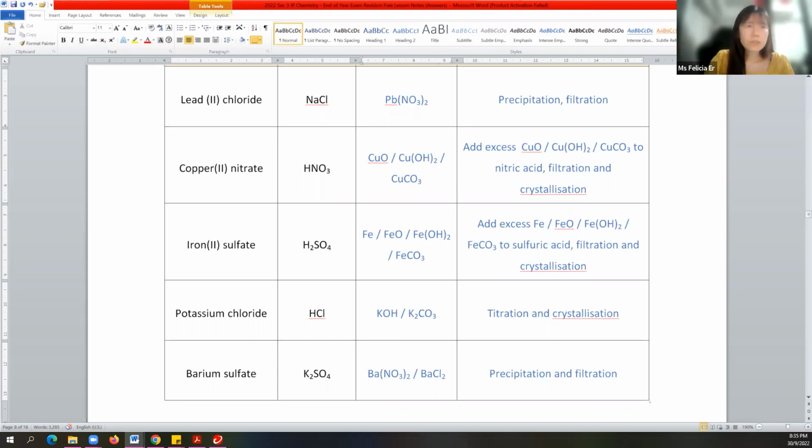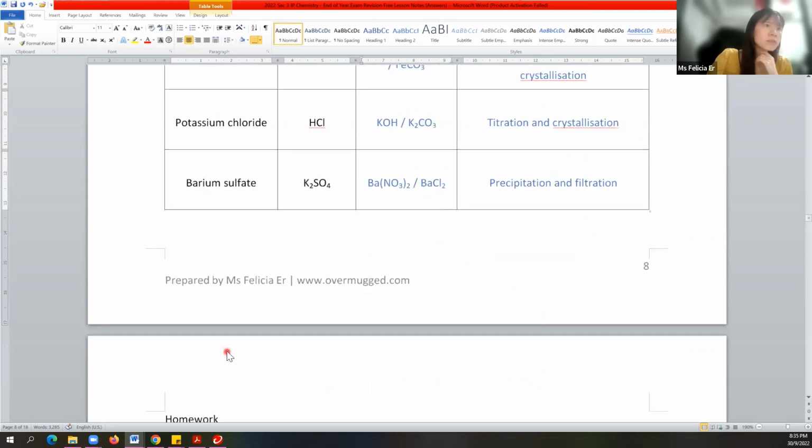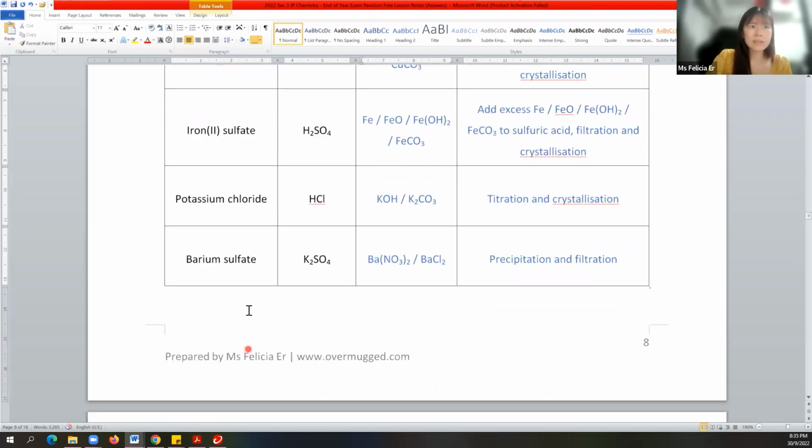For Ethan's question, magnesium chloride. Why is it magnesium chloride? I don't understand which one Ethan is asking. I don't have magnesium chloride. The last one? Wait, you mean your last one is magnesium chloride? Because my last one is barium sulfate. Oh, you mean over here, can the answer be magnesium chloride? Oh, okay. I was thinking magnesium chloride, but I don't see any magnesium or chloride. How come magnesium chloride?